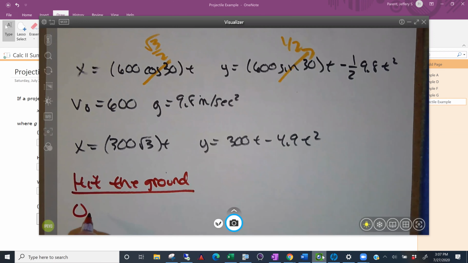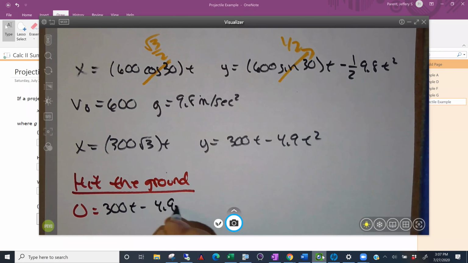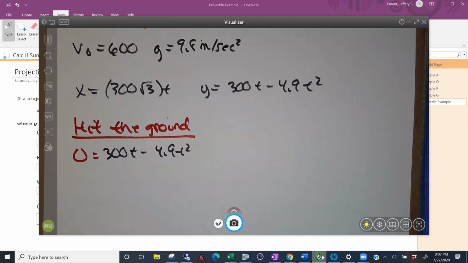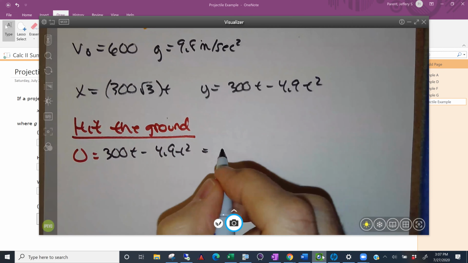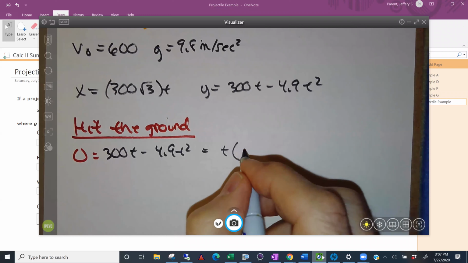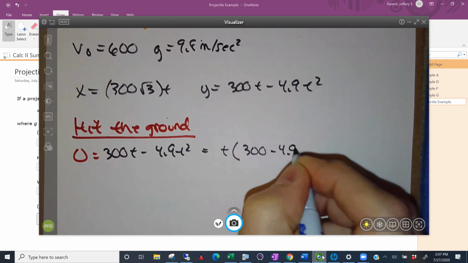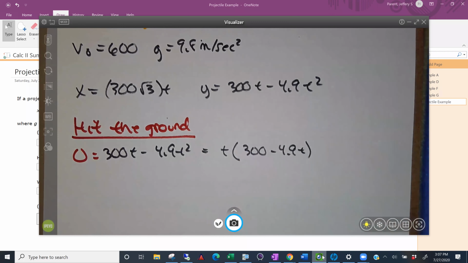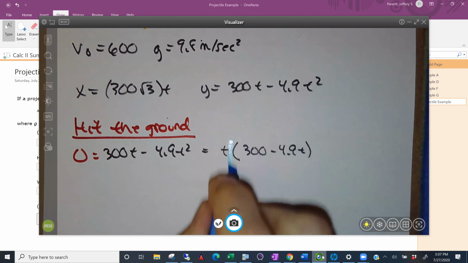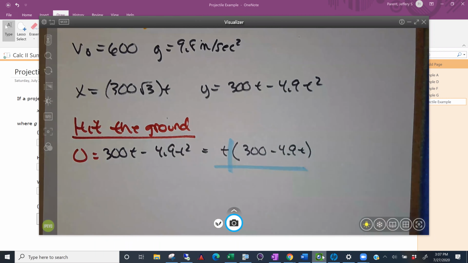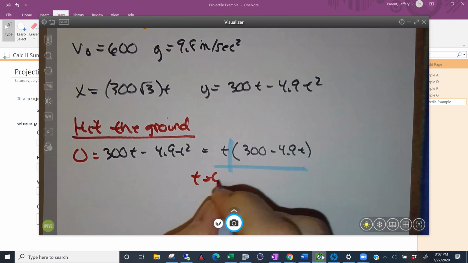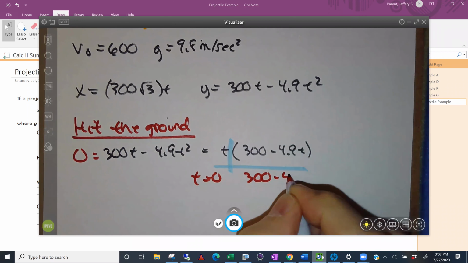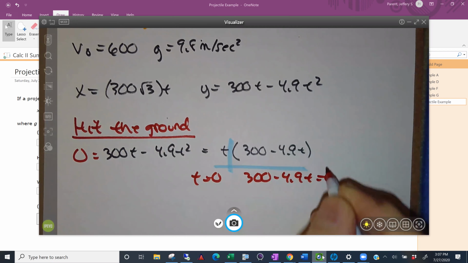So if you said 0 equals 300t minus 4.9t squared, I'm hoping that your algebra skills haven't left you. You factor out a t, and you get two possibilities, right? Because you got something times something is 0. Either t would be 0, or 300 minus 4.9t equals 0.